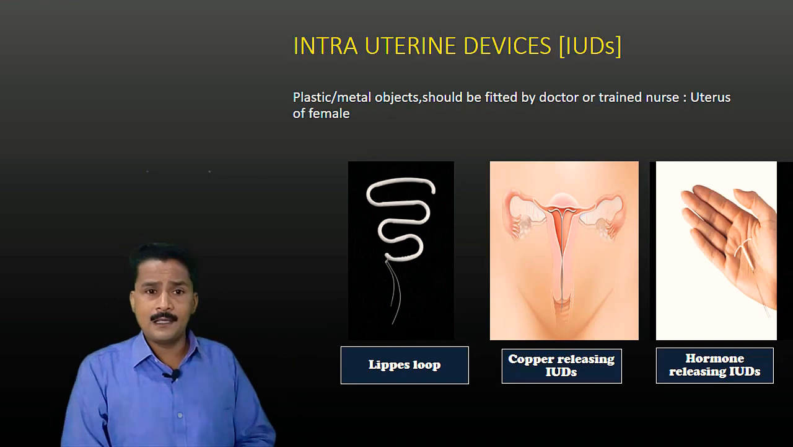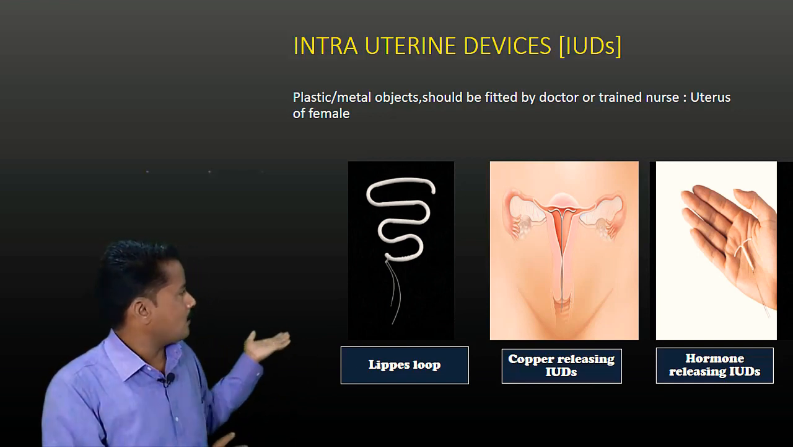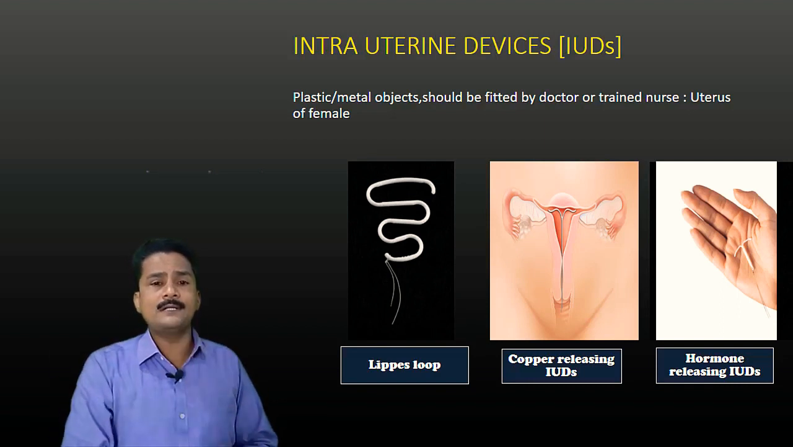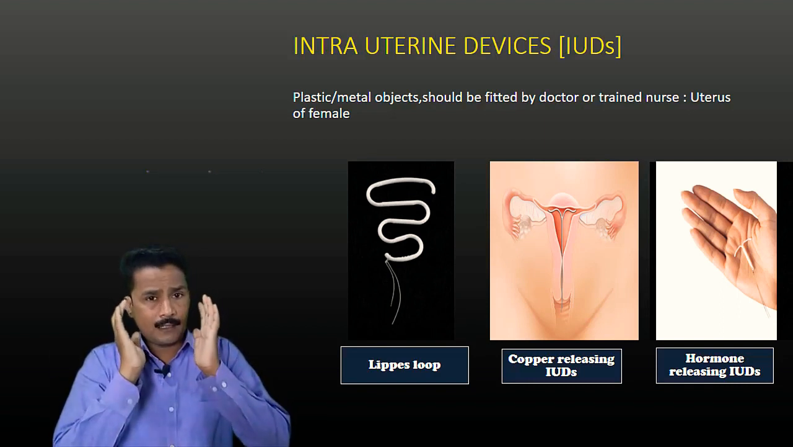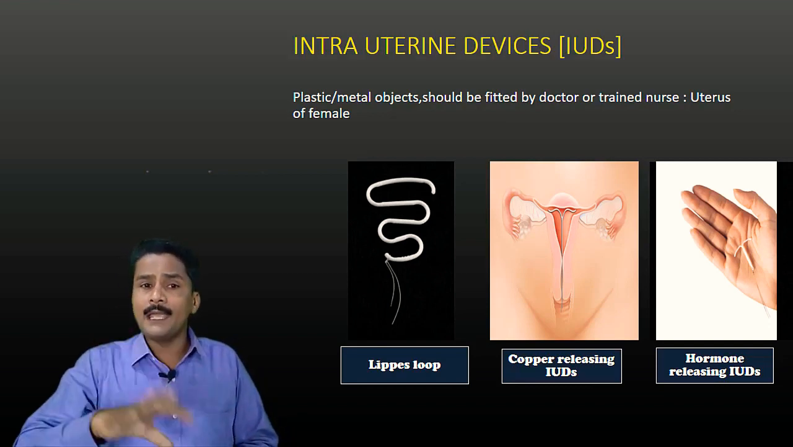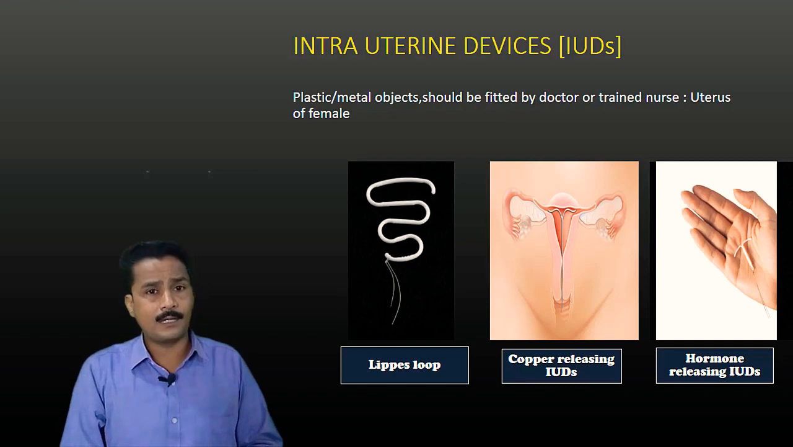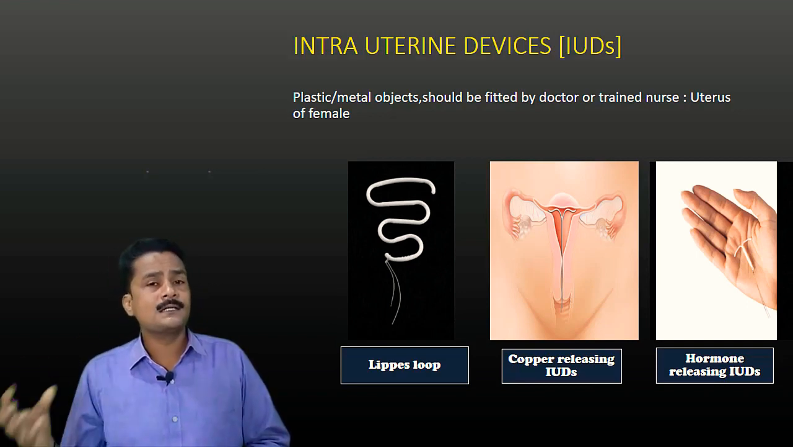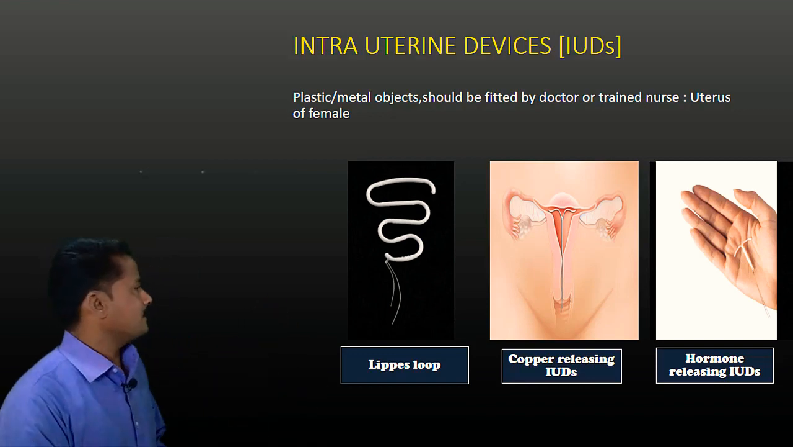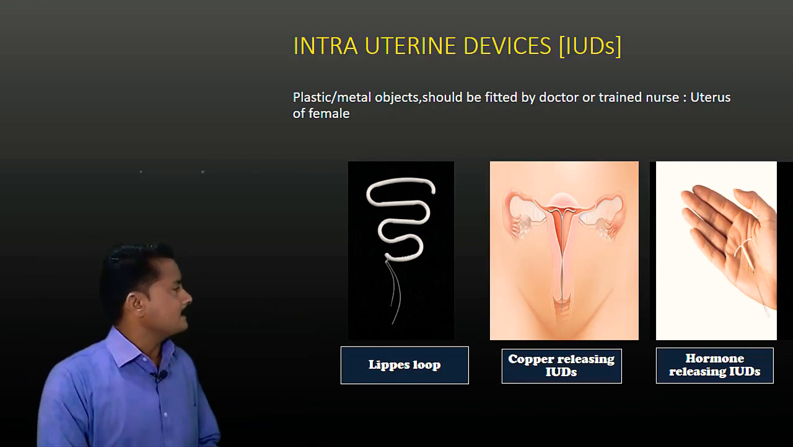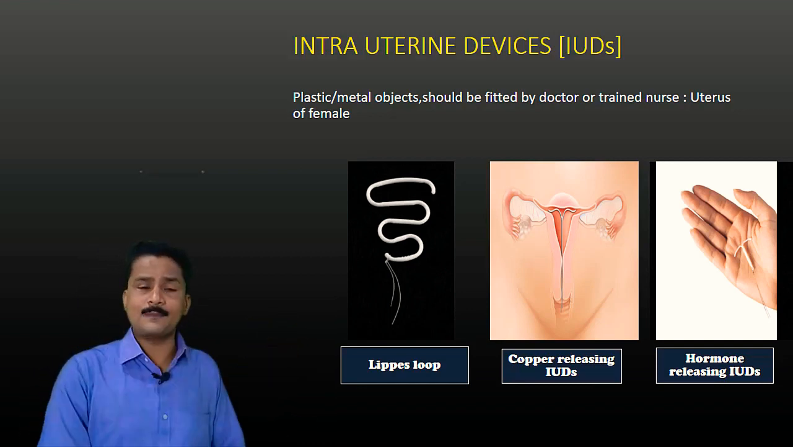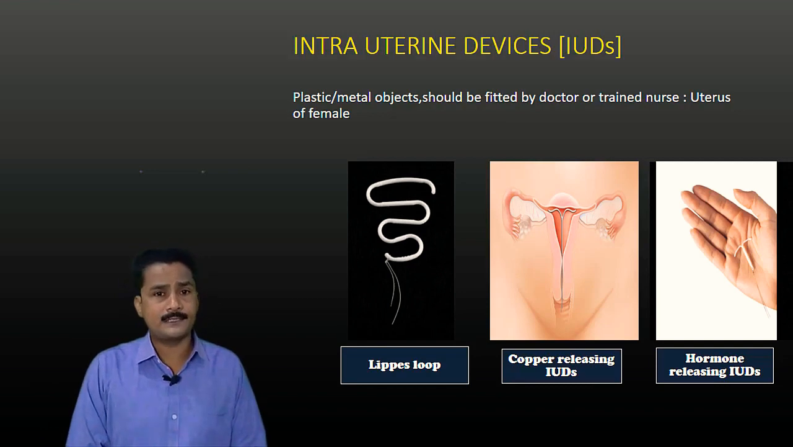And the last part here is the hormone releasing IUDs. As the name indicates, hormone releasing IUDs are structures which are fitted in the uterus. Actually they make the uterus unsuitable for implantation, and they also cause the cervix to become hostile to sperms. So the third part of the barrier methods, which includes the intrauterine devices, the last among them is the hormone releasing IUDs.